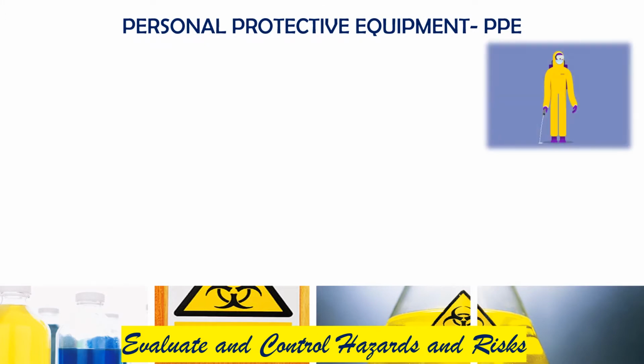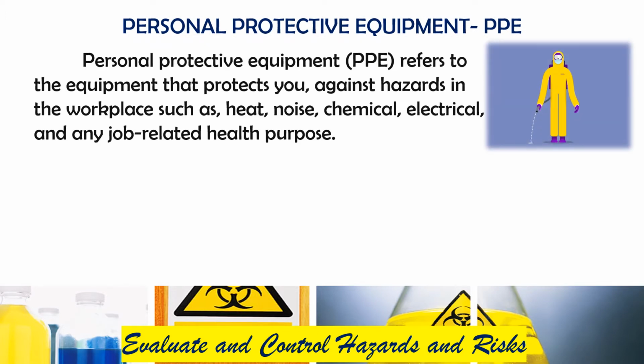Let us proceed to personal protective equipment or the PPE. Generally, front office staff wear prescribed uniforms for identification and distinction. This makes them real and presentable. Wearing a proper uniform also protects them from any kind of hazards present in the working area. So when we say personal protective equipment, it refers to the equipment that protects you against hazards in the workplace such as heat, noise, chemical, electrical, and any job-related health purpose.